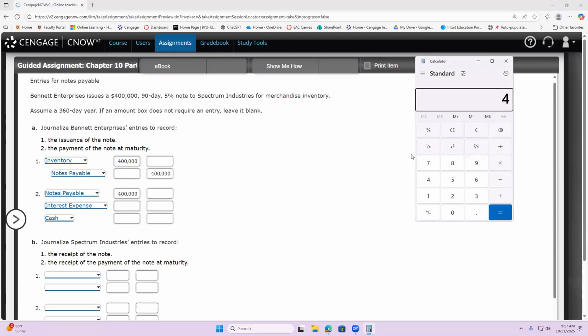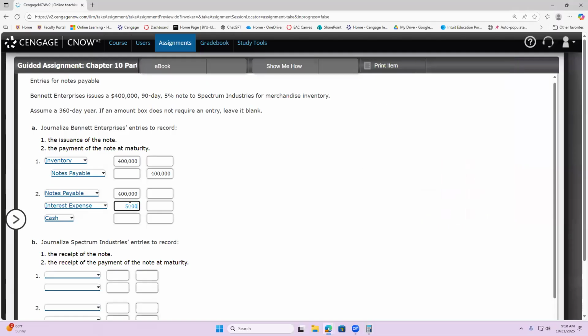So the principal is $400,000. Principal just means the amount borrowed, okay? Times the interest rate, which is 5%, 0.05. So if you just do principal times rate, that gives you the amount of interest for a year, okay? And then we can just say times 90 divided by 360. And it's $5,000, because that's the fraction of the year, right? 90 out of 360. And then the amount of cash we're paying is 405,000.